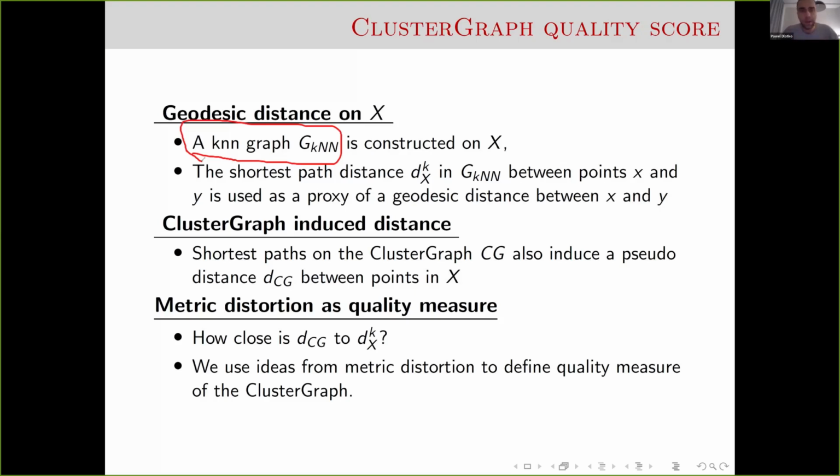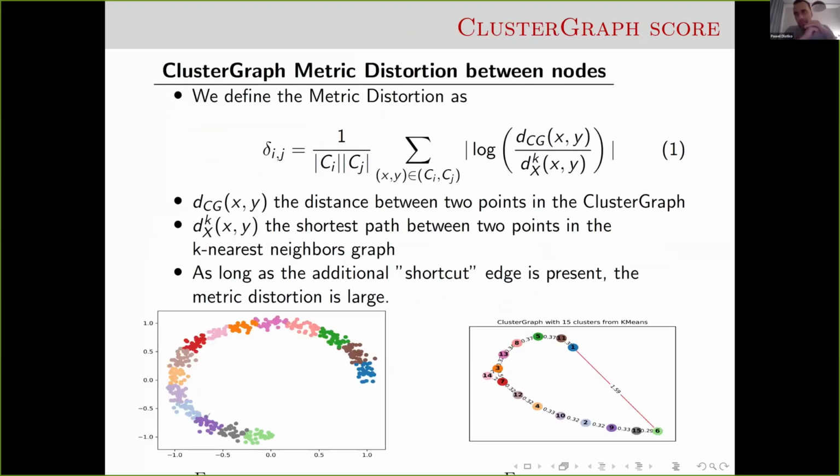If you think about it, the cluster graph also gives you a sort of distance between points. So if 2 points are in the same cluster, the distance is 0. But if 2 points are in different clusters, we can also do the shortest path business, and we can check what's the distance between 2 points in the cluster graph. And the question is, what's the correspondence between the KNN estimator of the intrinsic distance and the cluster graph distance? And what we are proposing is to use this ratio as a quality measure, so the metric distortion as the quality measure.